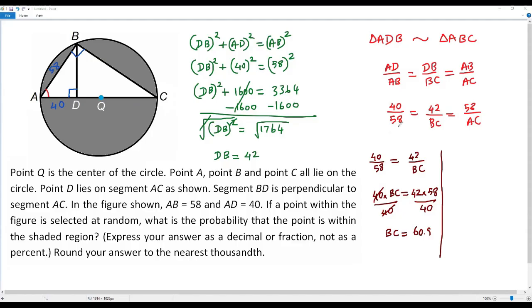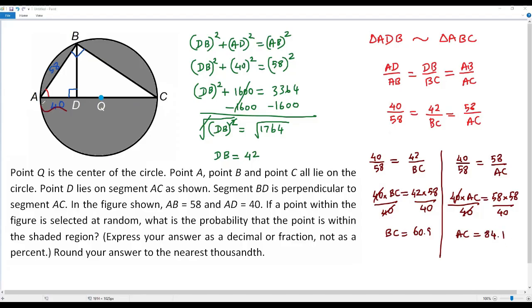Okay, now let me equate the first ratio and third ratio to get the length of AC. That is 40 over 58 equals to 58 over AC. Let's do cross multiplication. Then I'm getting 40 times AC equals to 58 times 58. Now I divide both sides of the equation by 40. Here this 40 will cancel out. I am getting AC on the left side. Now let me evaluate the value on the right side. That is 58 times 58, that is 3364. It has to be divided by 40. Then I'm getting 84.1. Okay, let me write it over here.